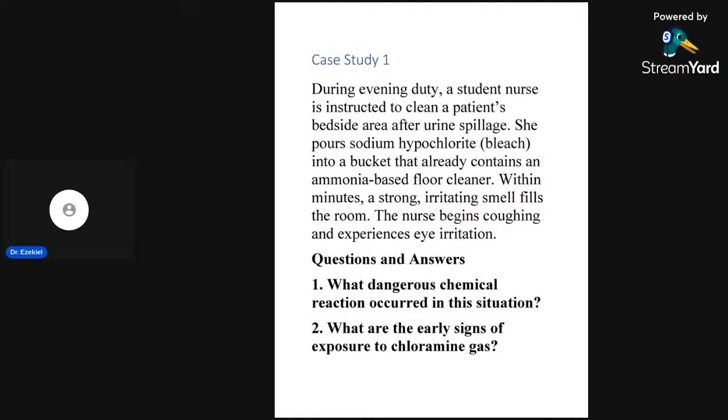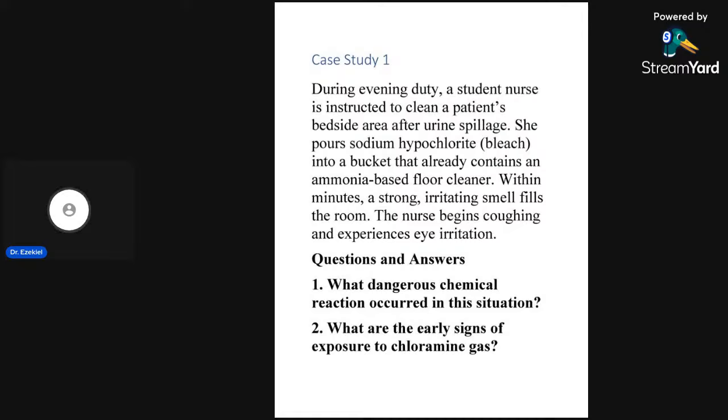All right, let's dive in. Case study one: during evening duty, a student nurse is instructed to clean a patient's bedside area after urine spillage. She pours bleach into a bucket that already contains ammonia-based floor cleaner. A good example of an ammonia-based floor cleaner, what I told you in class, is quack, a quaternary ammonium-based compound.